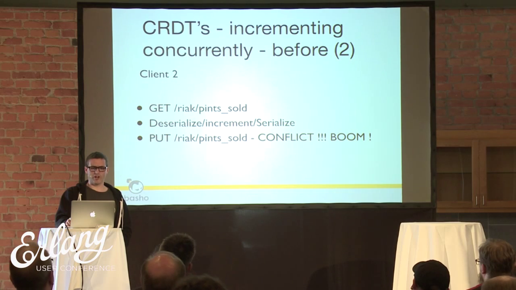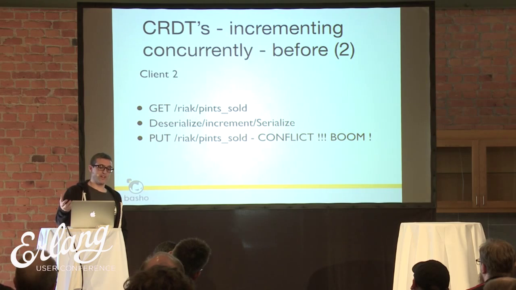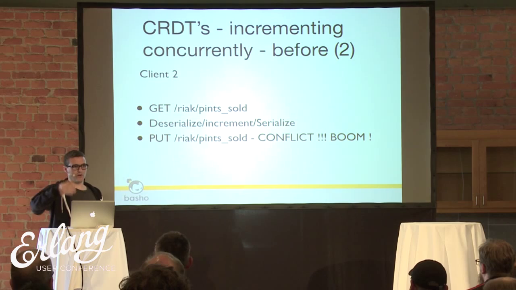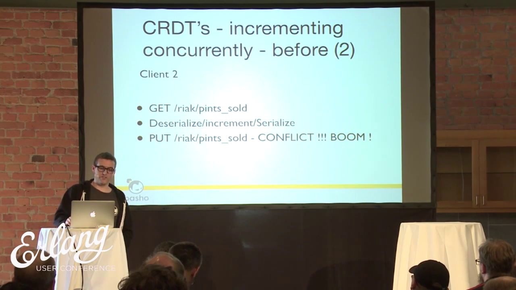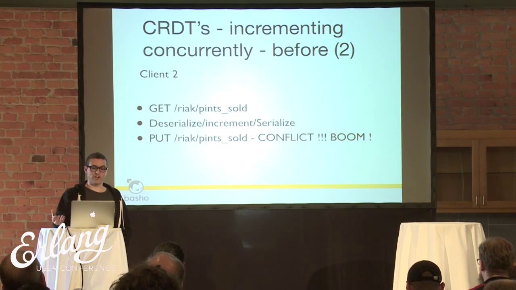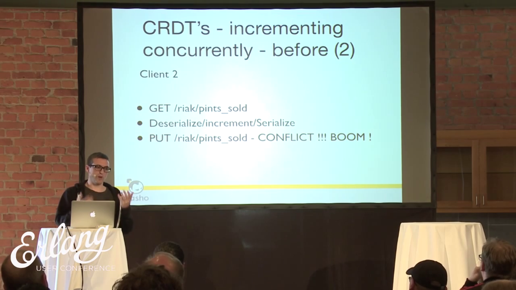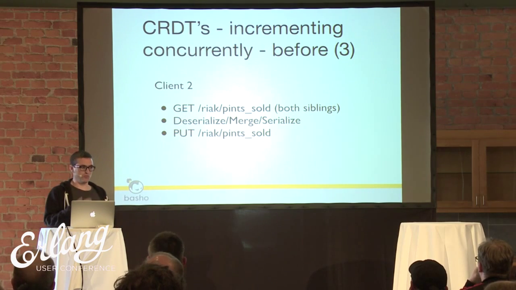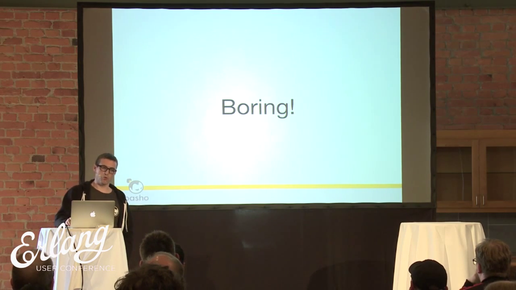But what would happen if another client was doing the exact same thing as you? They would get it. One of the header fields would be the vclock, which indicates where it is in its progression of change. They deserialize it, they increment it, they serialize it, they send it to the server, and they get a conflict. There's two copies of the data, no way for it to work it out. So it would then have to go back to the server, get both the siblings, pull them down, deserialize them, work out some merge logic, serialize them again, and put them back to the server, which is extremely boring.